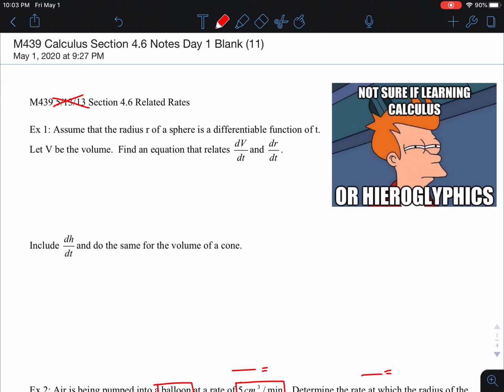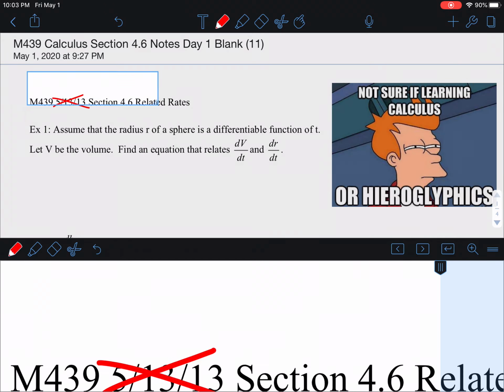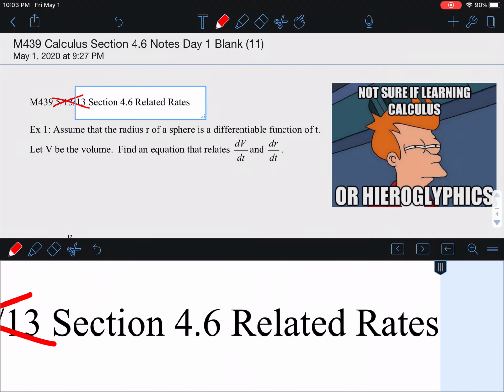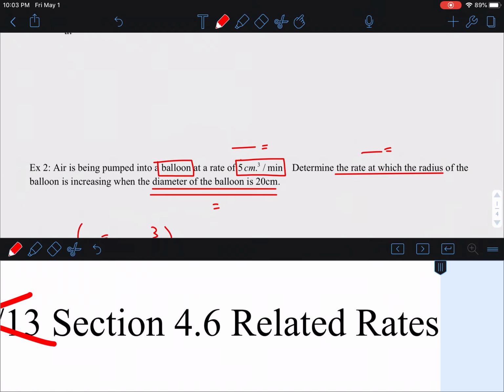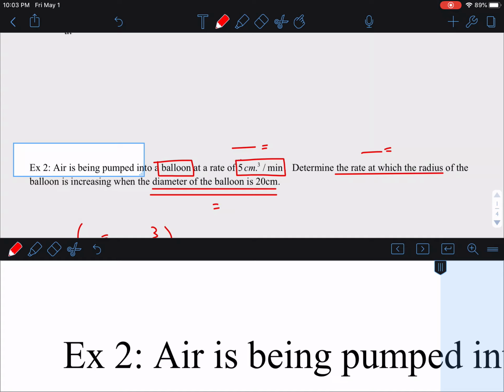All right, ladies and gentlemen, welcome back to section 4.6. We are starting our last topic of the year, related rates. Here we go. We're going to jump right into this. We're going to skip on down to example 2, okay?